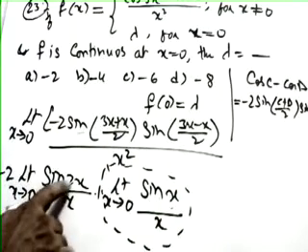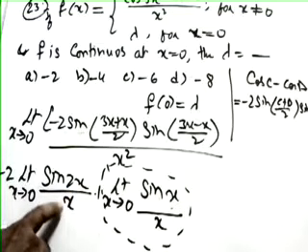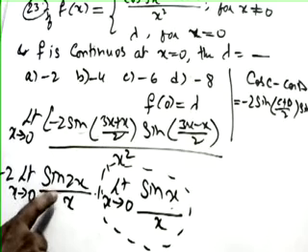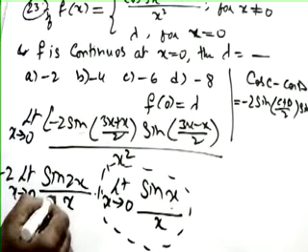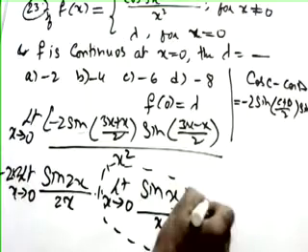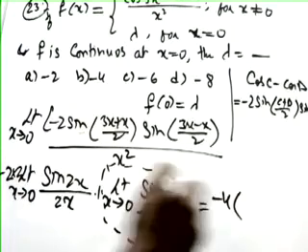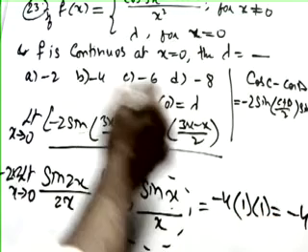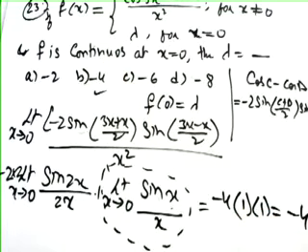Okay, now limit x tends to 0, sine x by x is 1, but here you are having 2x now. Here you must also have 2x. You are already having x. To bring 2 here, multiply and divide by 2. So this will be minus 2 times 2, which is 4. Now sine x by x is 1. So this will be minus 4.